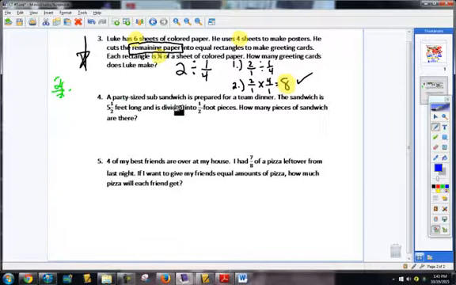A party-sized sub-sandwich is prepared for a team dinner. The sandwich is 5.5 feet long, is divided into half-foot pieces. How many pieces of sandwich are there? Again, I hope you guys are getting the picture here. What's being divided up? Is it the 1/2 or is it the 5.5? Obviously, it is the 5.5.